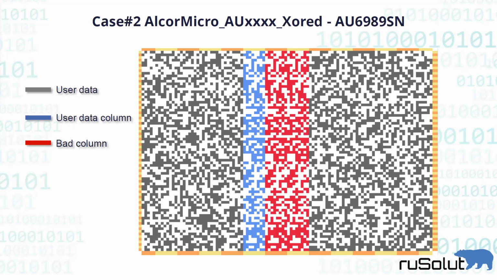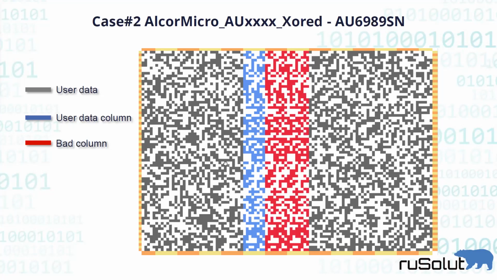You wouldn't be able to see any possible positions where these bad columns are located. Why does it happen? It happens because the pattern of bad columns in the case of Alcor microcontrollers depends on the previous user data which was recorded to NAND memory. So basically, this controller replicates byte for user data onto the bad column position.